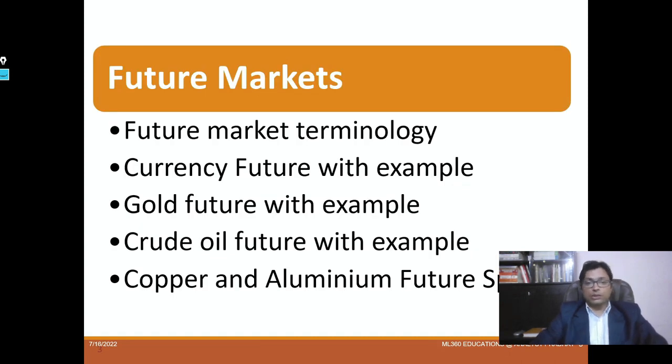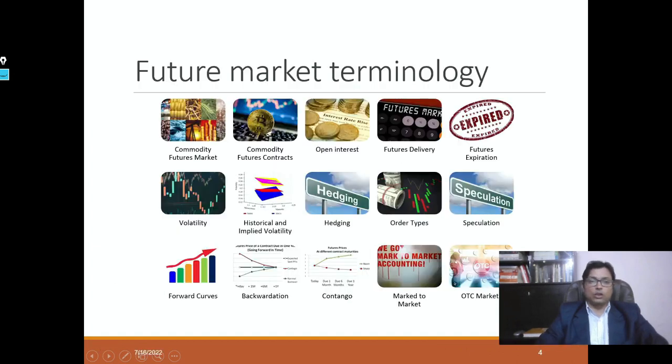So in futures markets, we can see that futures market terminology is there, like currency futures with example, then gold futures with example, crude oil futures with example, copper and aluminum futures specifications, and so on. As we proceed further, let's go with the futures market terminologies like the commodity futures market. The commodity futures market is something in which we involve all the agricultural products like wheat and rice and everything.